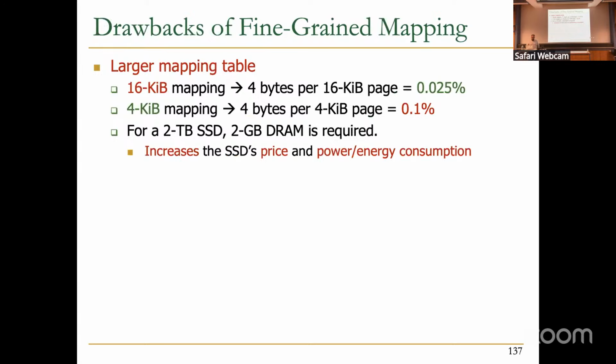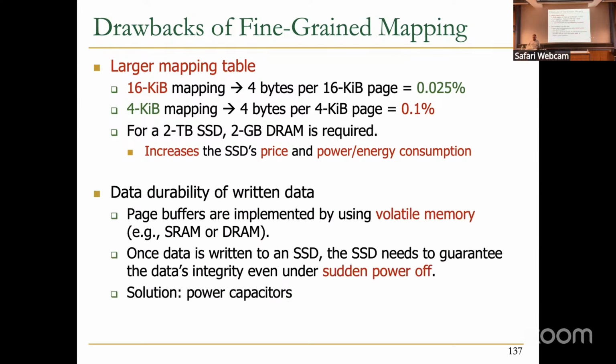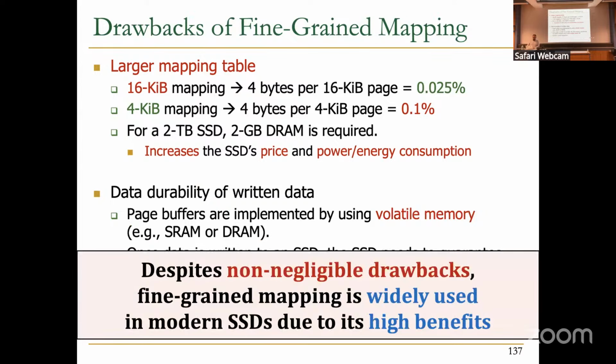Okay, so this comes at the price of a larger mapping table. In the past we had 4 bytes of mapping per 16 kilobyte page, so the overhead was much less. But with 4 kilobyte mapping, the overhead is 0.1% of the total SSD size. So that would complicate things, and we need a larger DRAM capacity. But in the end, that's very important. And that's why, despite non-negligible drawbacks, fine-grained mapping is widely used in modern SSDs due to its high benefits.